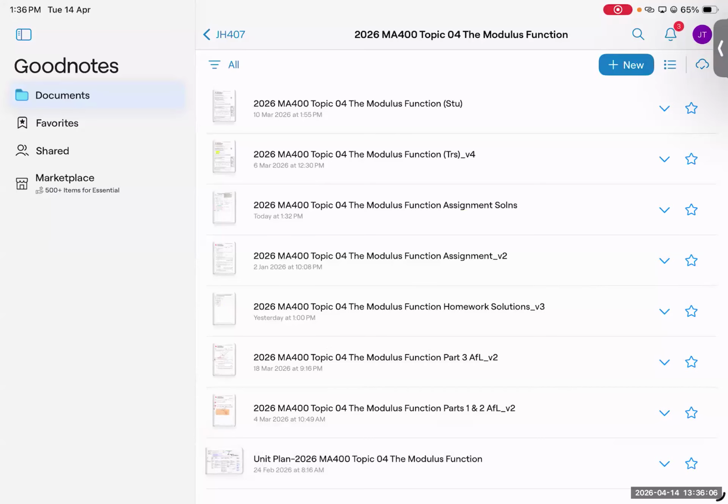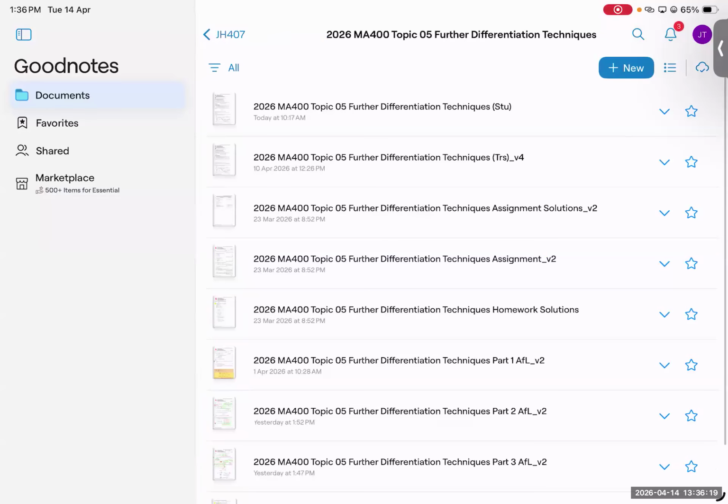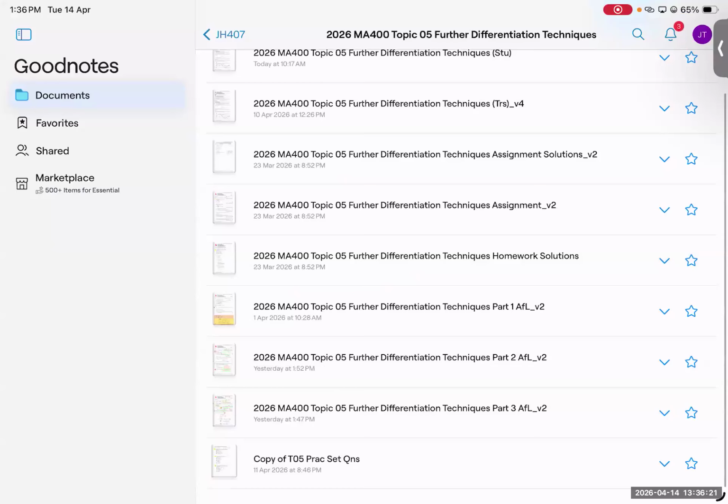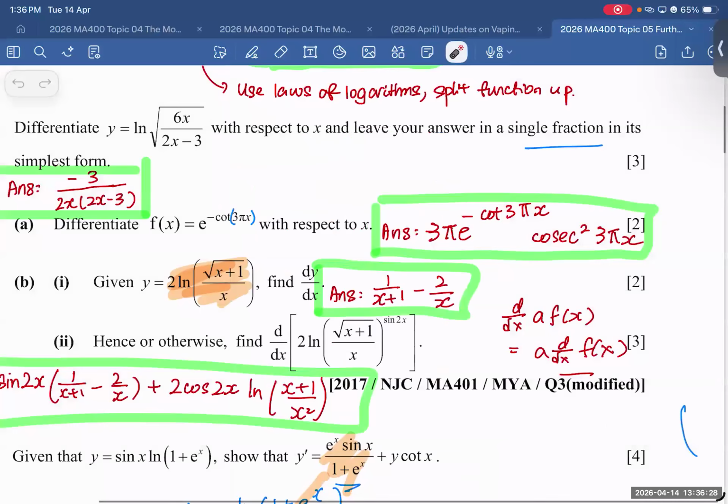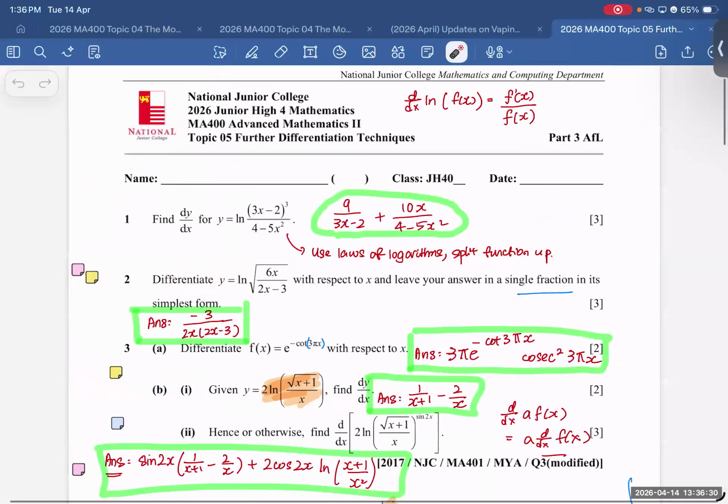Can you take out AFL 3 now? Those who have not done the AFL, can you take it out from yesterday? We are left with about 2 questions. Please take out your AFL 3 and take a look at it now.